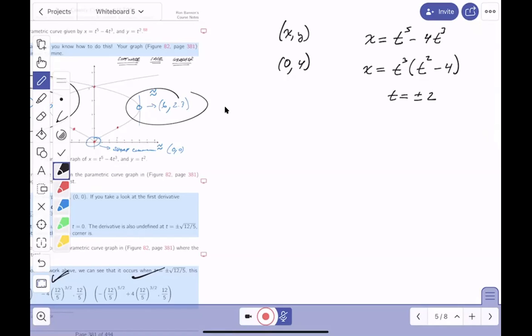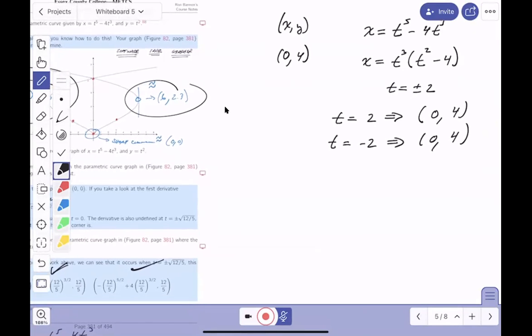Okay. That point occurred when t was plus or minus 2. Let me go through that with you. When t is 2, what point do we get? Let's write this down for you. Well, for the x, you'd get 0. And for the y, you'd get 4. Now, if you took t to be minus 2, what do you get for x? You'd still get 0, and you still get 4 for the y coordinate.